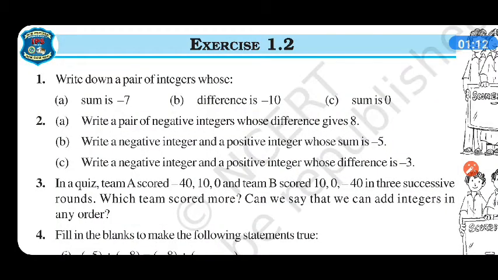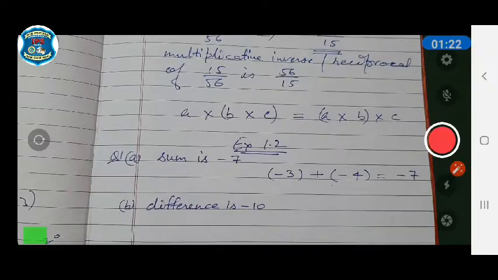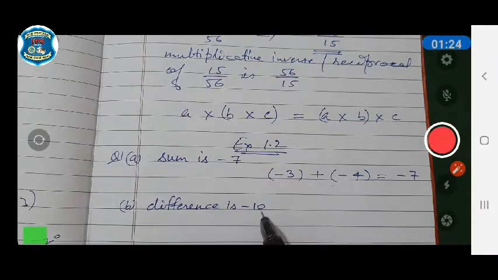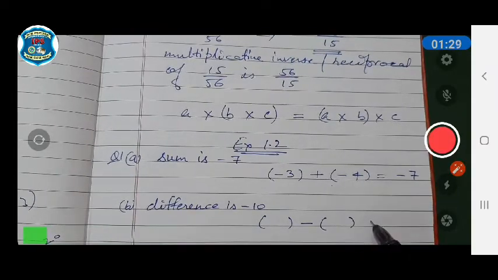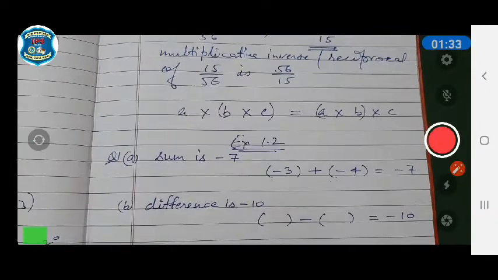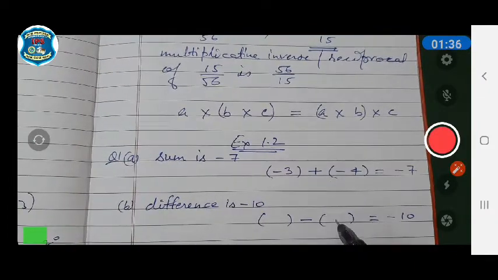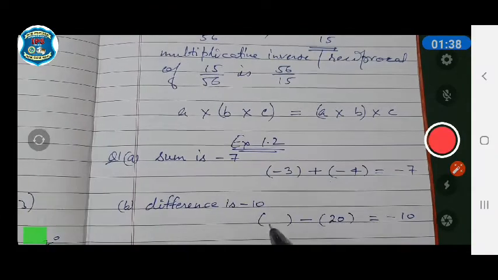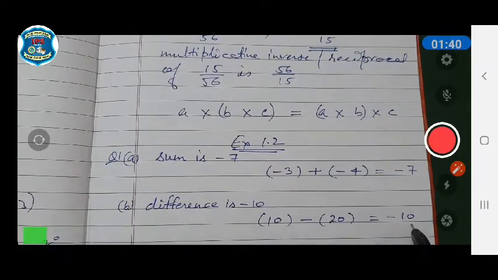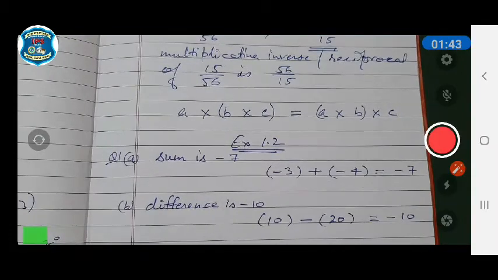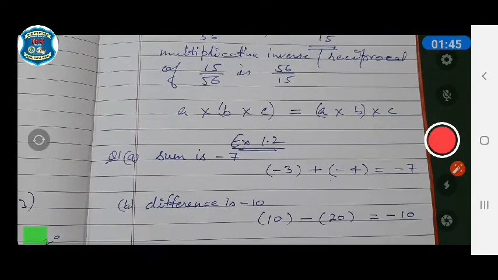The second part is difference is minus 10 and the C part is sum is 0. Let us have a look. See, the difference of two integers should become minus 10. Right? How is it minus 10? Suppose you are writing here 20 and 10. 10 minus 20 is what? Minus 10. So you can make as many examples as you want.